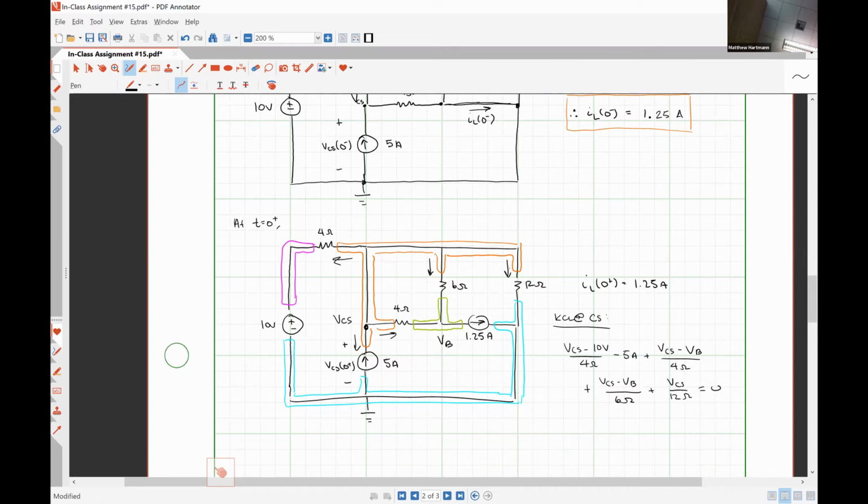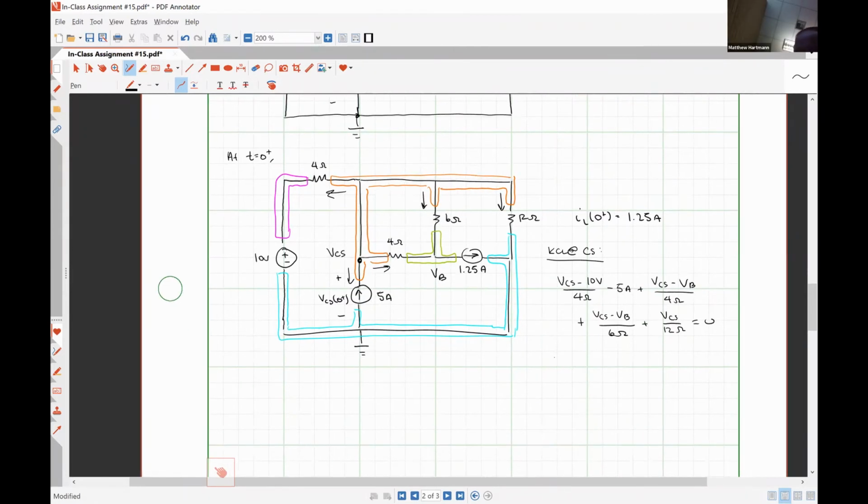Anybody see any errors or issues with my first Kirchhoff's current law equation? No, sir. That's what I got. Alrighty. Then we'll do KCL at node B. And so we'll have VB minus VCS divided by 4 ohms plus VB minus VCS divided by 6 ohms plus 1.25 amps is equal to 0. And we're going to need to solve these simultaneously.